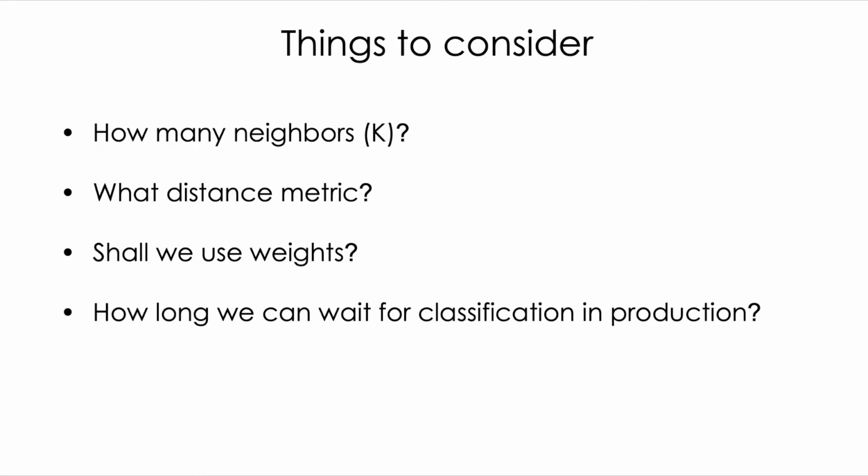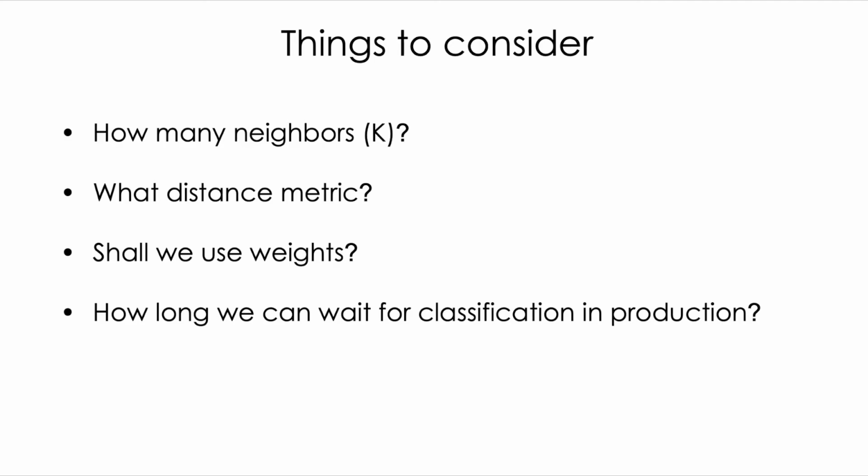Some important things to consider are, first, how many neighbors. That's a very important parameter we need to define before we apply this classification model. What distance metric to use? Is it Euclidean? Well, in practice, we can use a Euclidean metric when we have continuous variables. But if we have some variables that are discrete or binary, then we're going to have to design a very specific metric for our case.